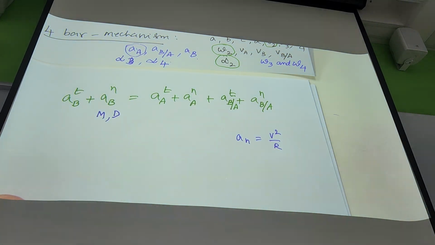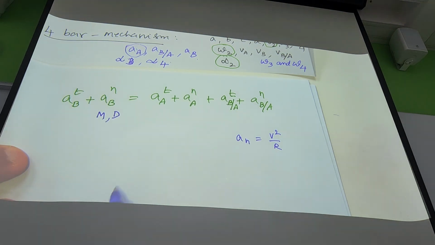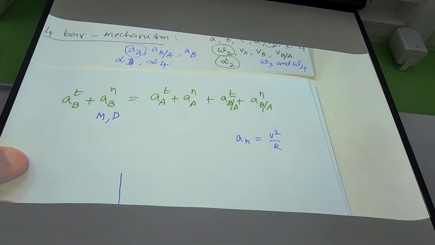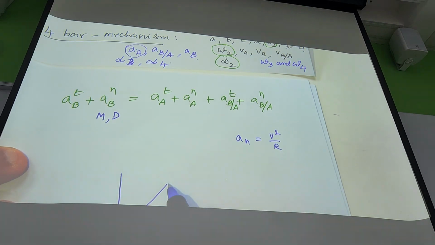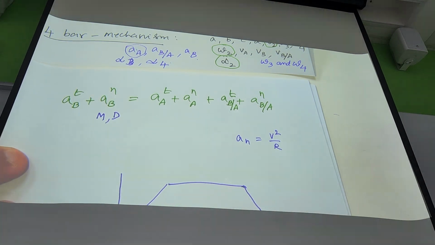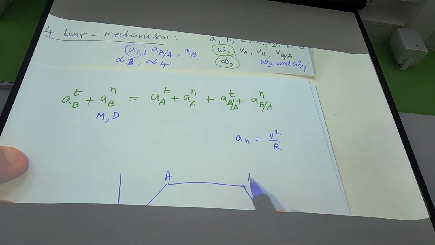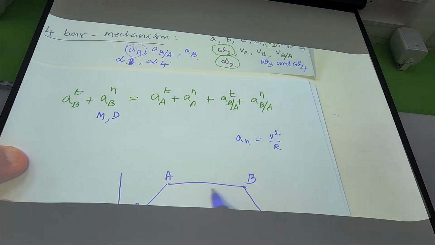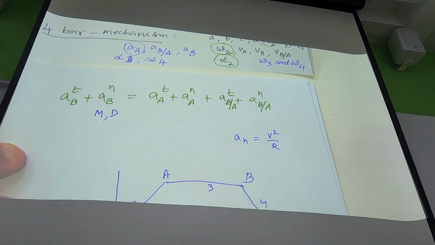Okay, so let me just draw the mechanism like this. Link 2, let us say link 3, let us say link 4. This is O2, O4.